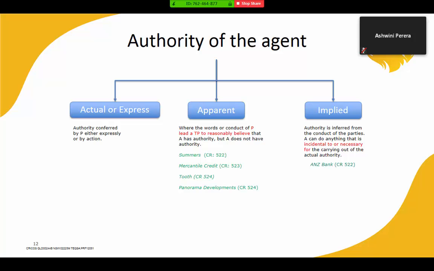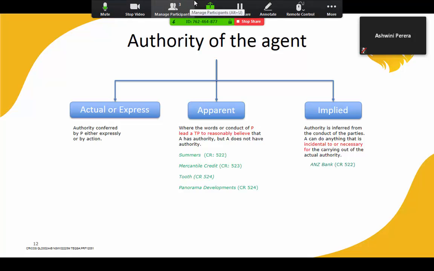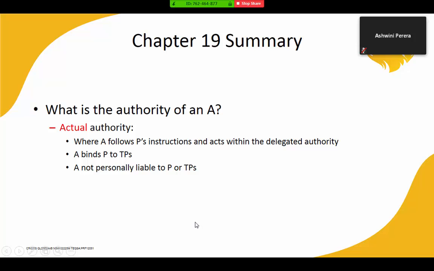We talked already about this. We said authority of the agent could be actual or implied. Okay, the new one here is apparent. So we talked about actual or express. We talked about implied. Okay. What about apparent, or what we call ostensible authority? So where the words or conduct of the principal would lead a third party to reasonably believe that the agent has the authority, but in actual fact, the agent does not have that authority. Okay? Some examples that we'll look at and flesh it out at that point.